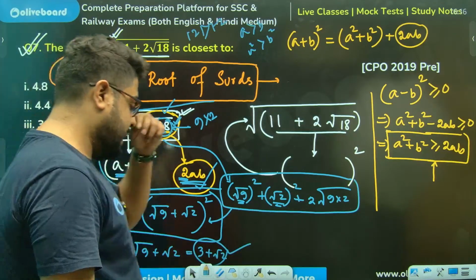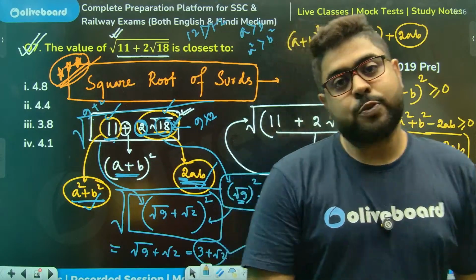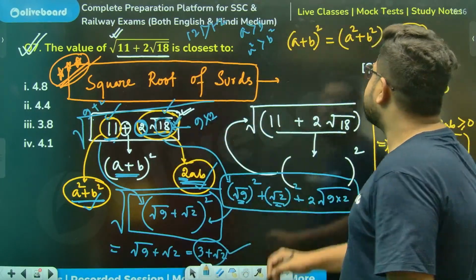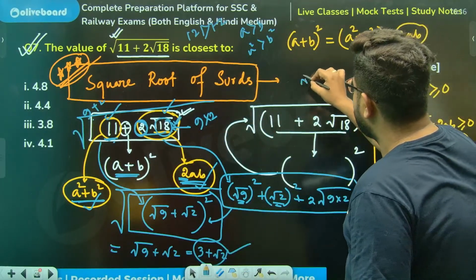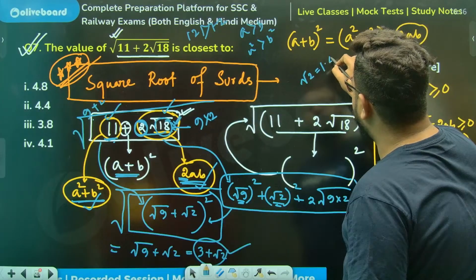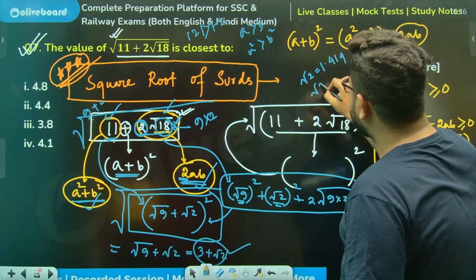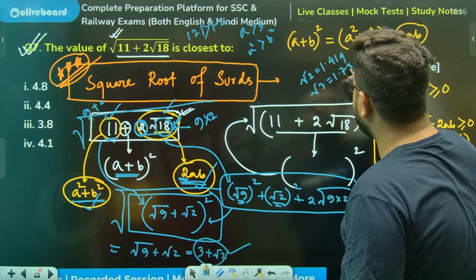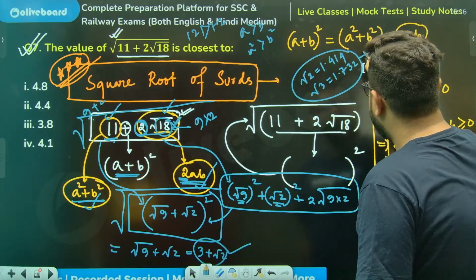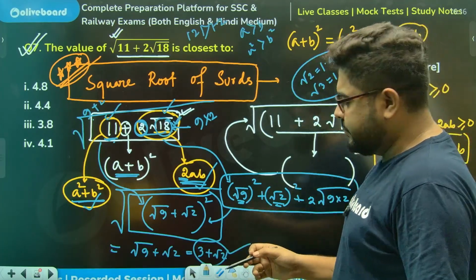But again, sir, you'll say, sir, I don't know the value. Like the options. Sir, remember two values. Root 2 is equal to 1.414. Root 3 is equal to 1.732. Never forget these two values. It might not be given always.